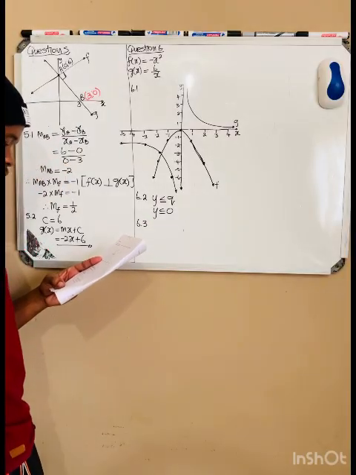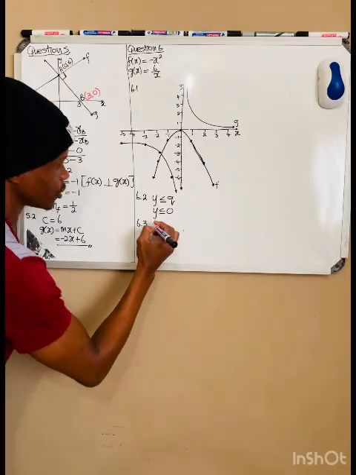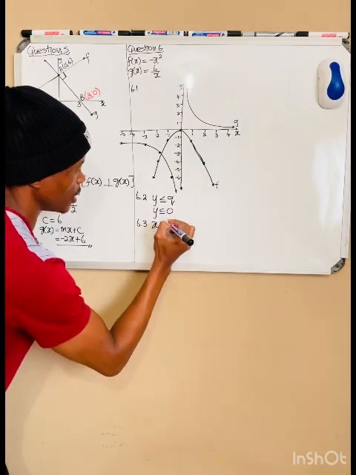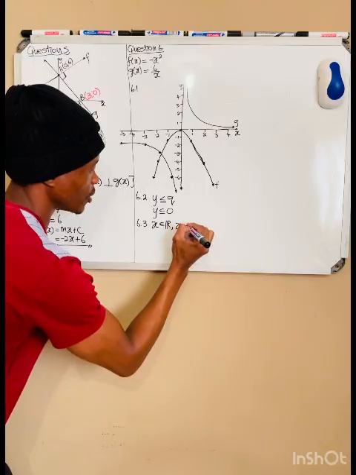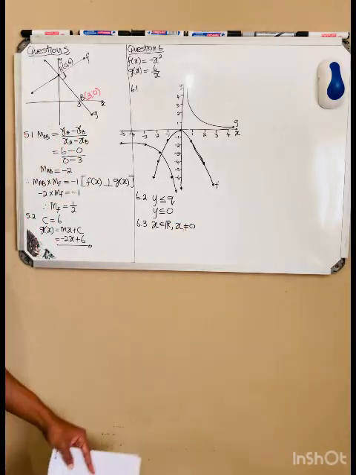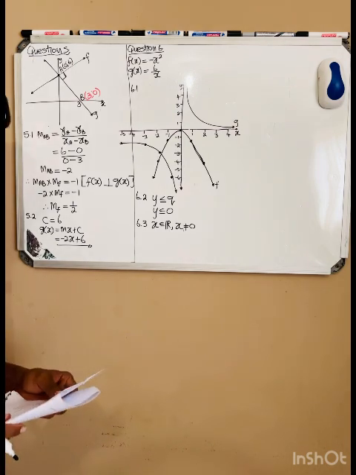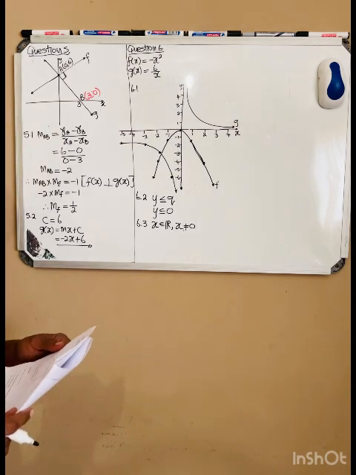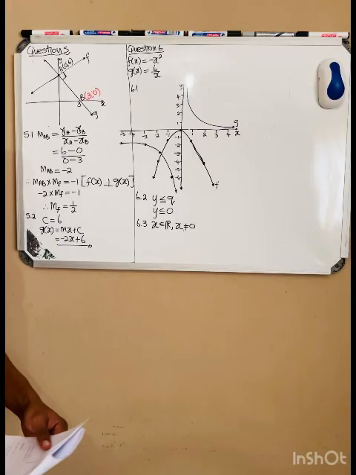6.3. Write down the domain of g. G is the hyperbola. So the domain of g is x, an element of real numbers, but where x is not equal to 0. Then this is the domain of g. 1 mark. Then which brings us to the end of question number 6, which was carrying 6 marks.